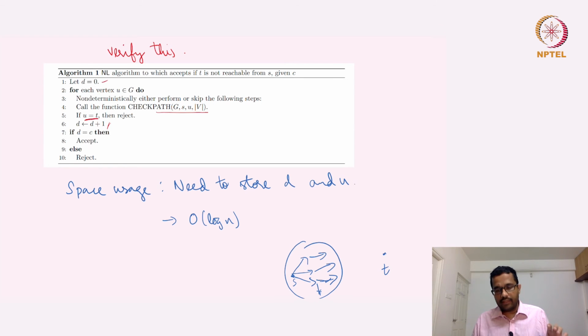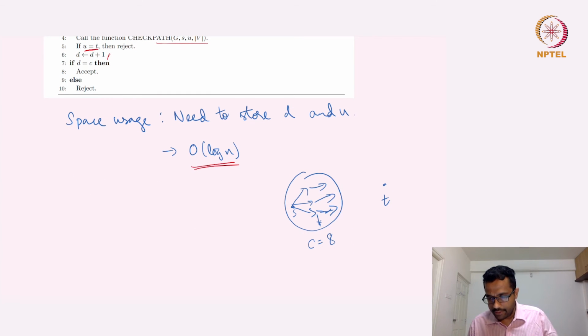So the only things that we need to save here are U and D, right? D is a counter of at most C, and C is a number less than the number of vertices in the graph, which is less than n. U is also a counter that will go up to at most n. So both of them are numbers at most n, so they can be represented in O(log n) bits. So the total space usage is O(log n), right? So just to illustrate, suppose this is S and C is 8, which means there are 8 vertices reachable from S, including itself, right? So these 8 vertices are guessed, right?